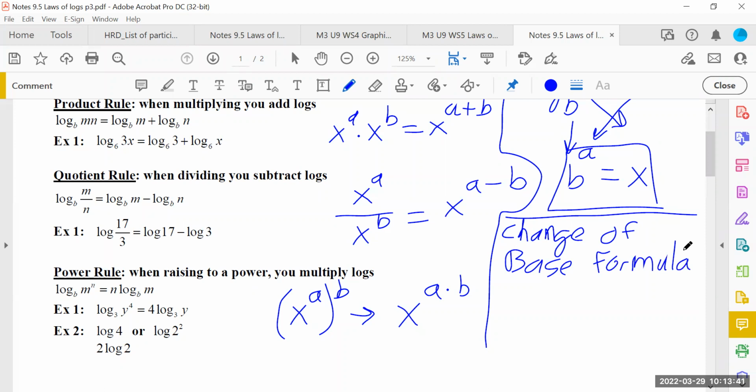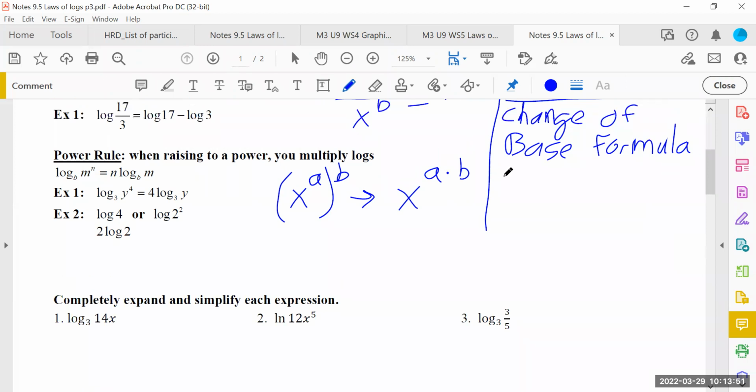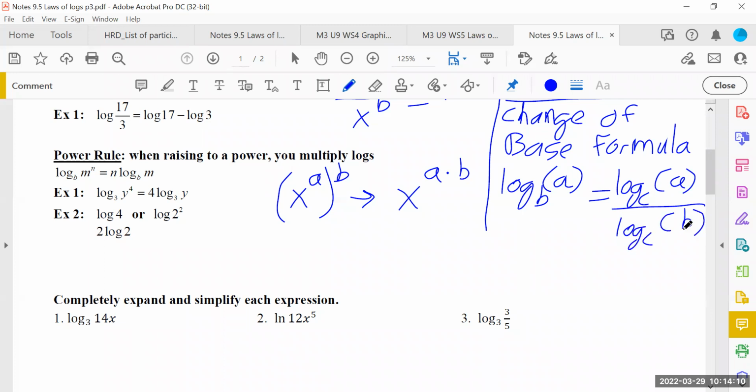Every rule that we were looking at, the base stayed the same. The only way that you can change the base of a log is with this formula, and it lets me take any log base that I have, so log base b of a, and rewrite this with a new base, log base c of a, so long as I then divide that by log base c of the old base b. This is the only way you can change the base of a log. And we'll be using that a lot on Thursday.